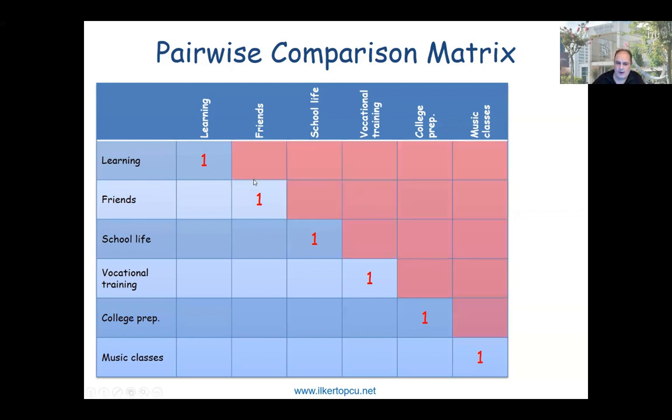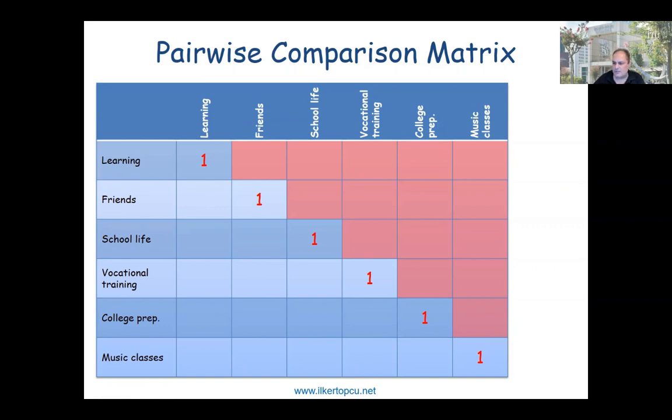And we just fill this, I guess, pink or whatever the color is, triangle, because when you ask which one affects the school selection decision more, learning or friends, there is no need to ask again which one affects friends or learning by changing the places of the elements. If this is 3, this would be automatically 1/3. If this is 1/5, this would be automatically 5.